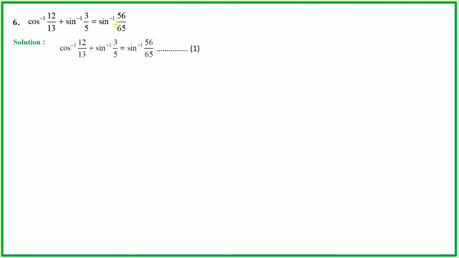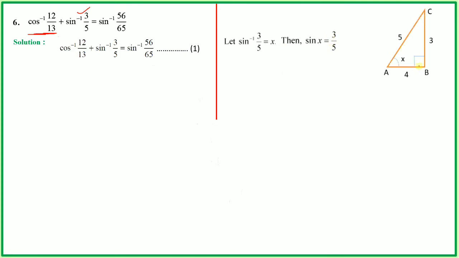This is equation number 1. Let sine inverse 3 upon 5 is equal to x. You can take this first because conveniently we start with sine and then cos and then tan. So sine inverse 3 upon 5 is equal to x, as I solved in the previous question. So sine x is equal to 3 by 5, and then the same triangle: 3, 5, and the base will be 4 only.